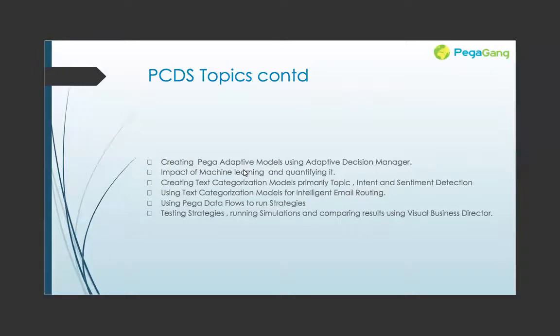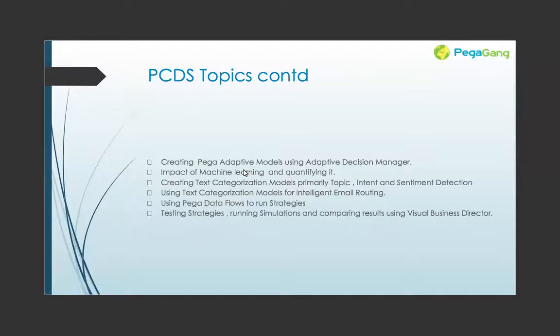I will show you how to create adaptive models, how to define predictors, and how to measure the performance of an adaptive model. How to do uplift, how to quantify uplift. That is what we are calling the impact of machine learning and quantifying it. That basically talks about uplift, how uplifting works, and how we can quantify uplift. We will discuss all these in our further classes.